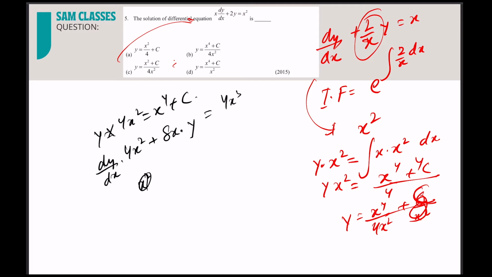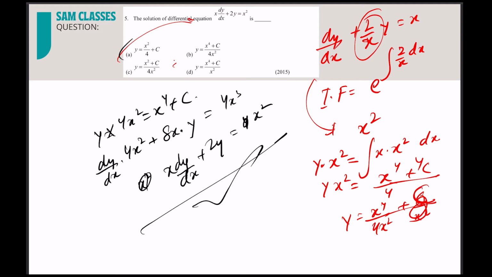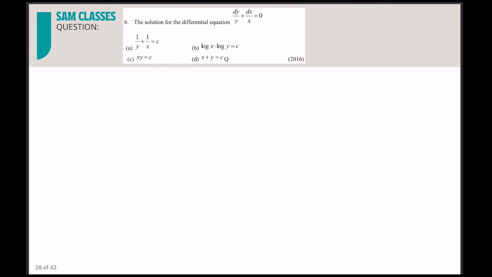So the moment you divide, you can see it. What you are getting: x dy by dx plus 2y is equal to x square. That's it. So you can do the back method also. We integrate this to get this, or we can differentiate this to get that. Same thing. Whichever works faster, you can go with that. Okay. Now let's see the next question.